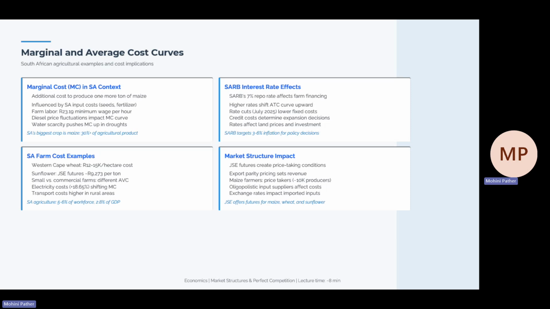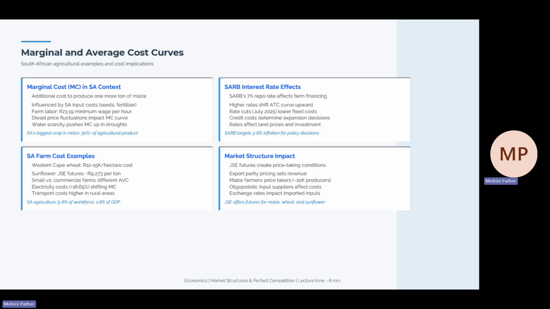Interest rates are another thing that impact this market. We have the repo rate. It's at 7% at the moment, and that affects farm financing. Higher rates shift your average total costs upwards. Why? Because now your fixed costs have increased on average. There were rate cuts in July, so your fixed costs will come down temporarily.